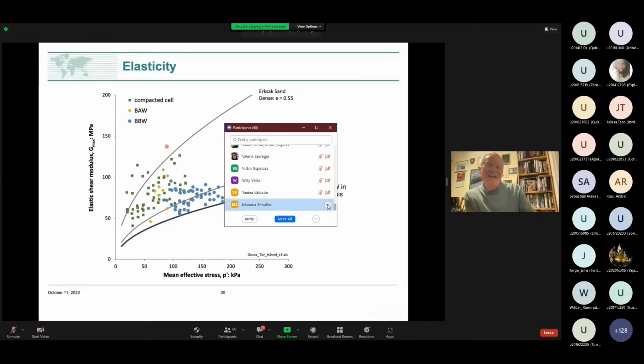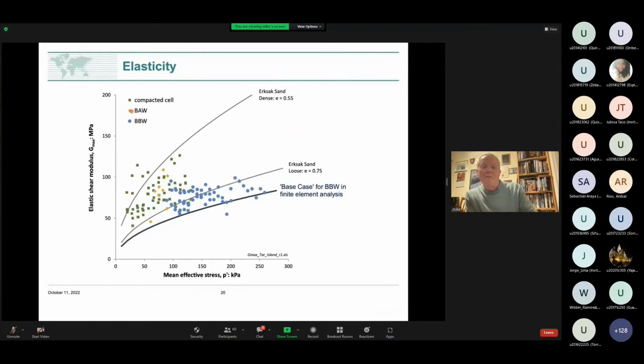No worries. Okay. We have three types of placement. We have compacted tailings in the upstream raise itself, which are the square green dots. And as you might expect, they have quite high modulus. The yellow diamonds are beach above water, which gets a certain amount of drying. You get a little bit better density. So their Gmax sits in this range. And then we have our beach below water, which is our loose tailings. And that's the data on beach below water.